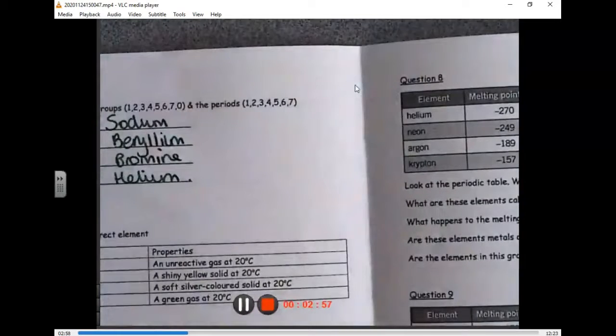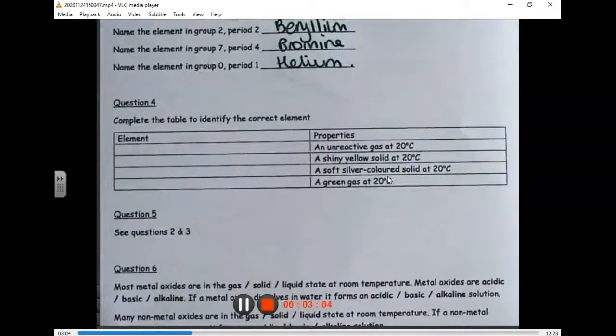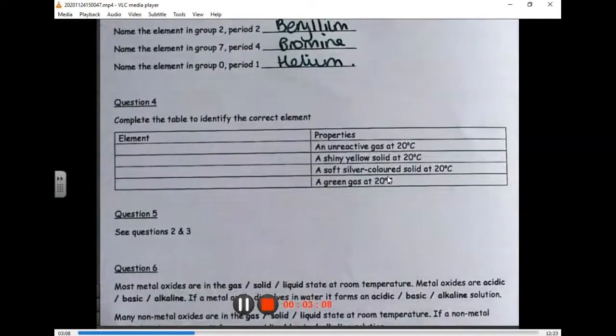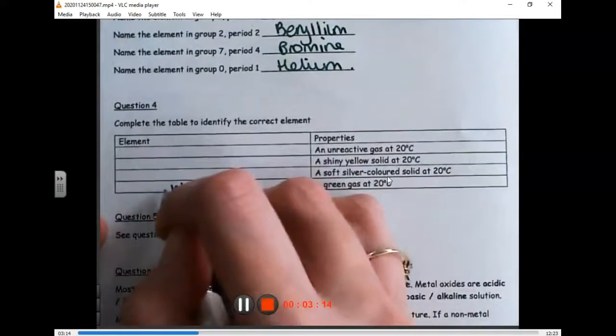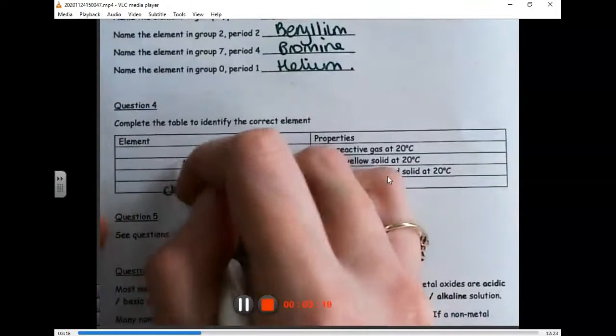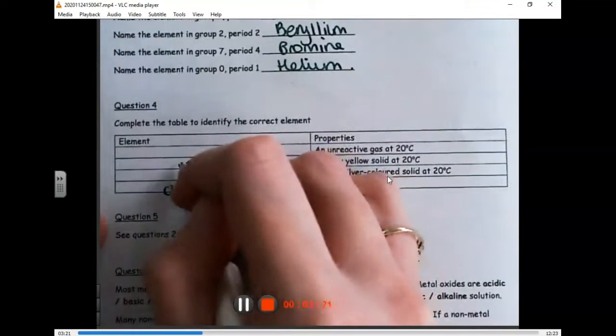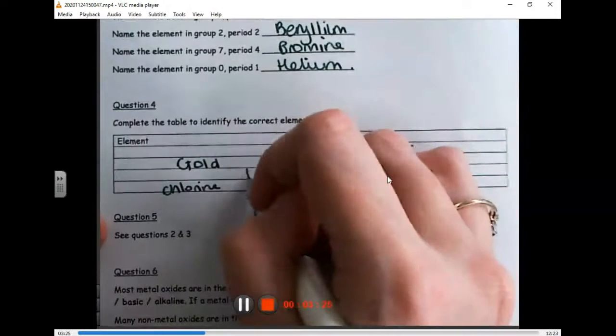Question 4. Complete the table to identify the correct element. So these are the ones that were in that question that we did in the doc. Okay. So the green gas at 20 degrees is fluorine. Shiny yellow solid, that was gold. Soft silver colour solid, I think that was sodium.